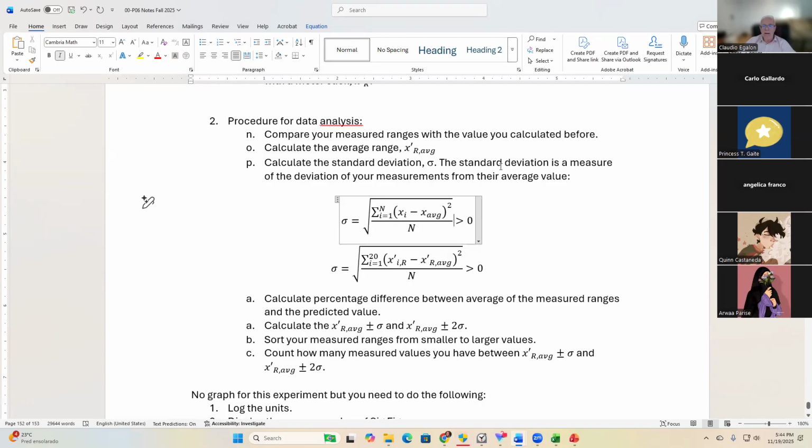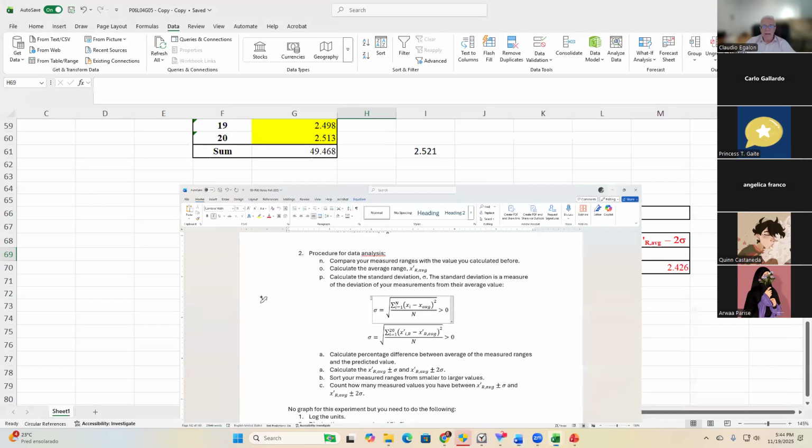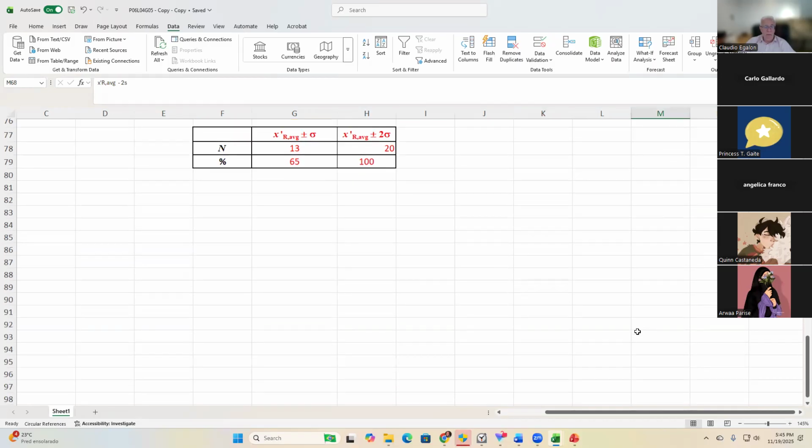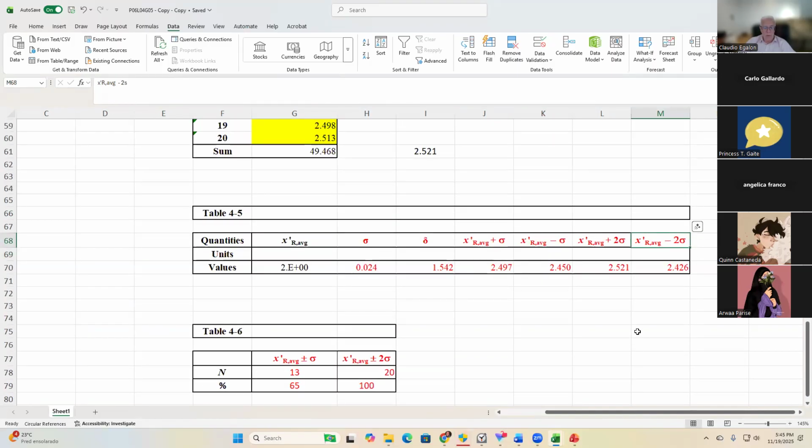Then you put the unit there. Delta is the percentage difference, so you put that in there. Here is the unit of the range average, and so on. Now, what else? Those are the units that you have to worry about.